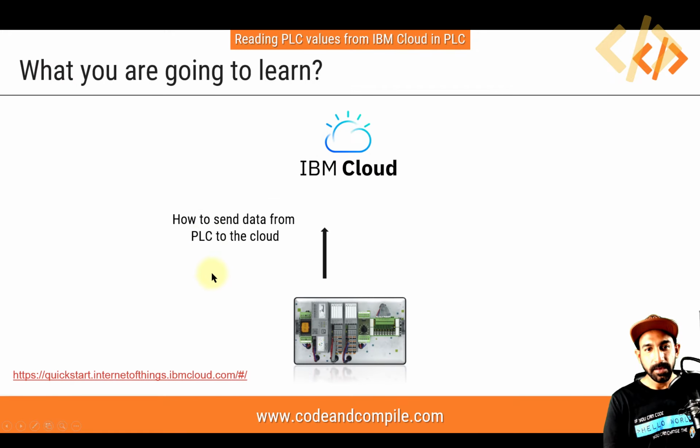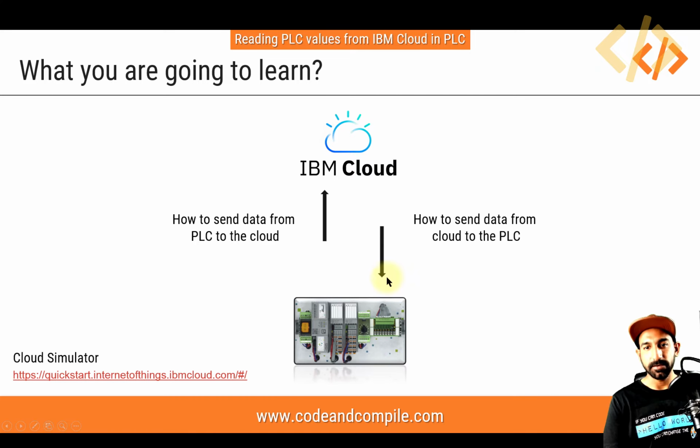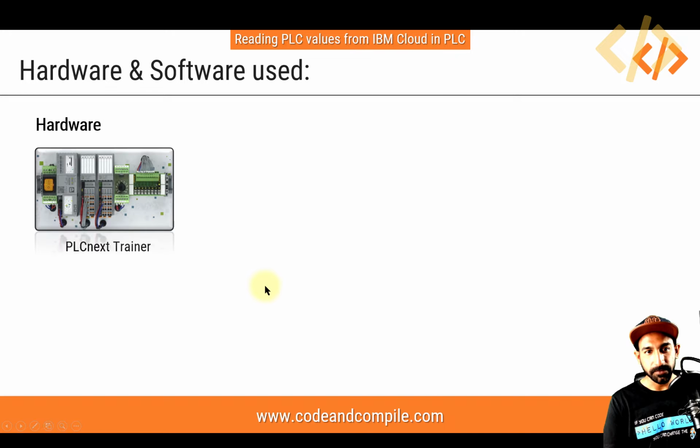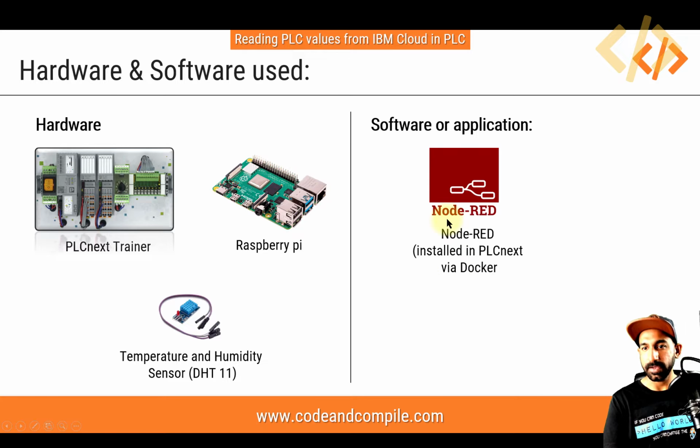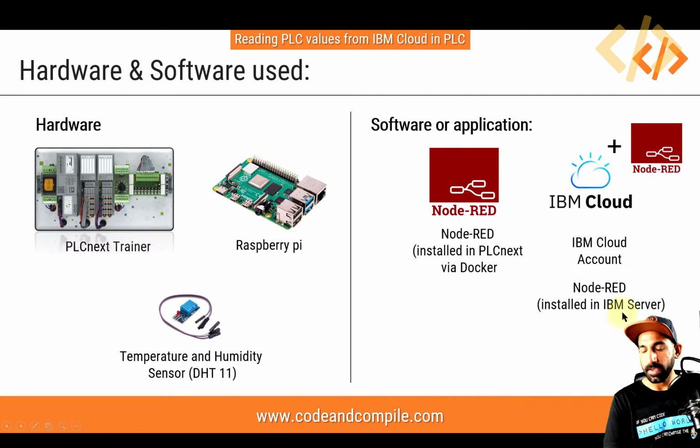In the last video we saw how to push the value from the PLC to the cloud. Now we'll see the opposite way, because this is also required in some applications. The hardware I'm using is the same: PLCnext trainer, Raspberry Pi, temperature and humidity sensor. On the software side, we have NodeRed installed in the PLC, as we saw in the last video. And we have IBM Cloud, and this time we will install NodeRed in the cloud. That's the new step in this video, and how we can send the values from the cloud to the local NodeRed.